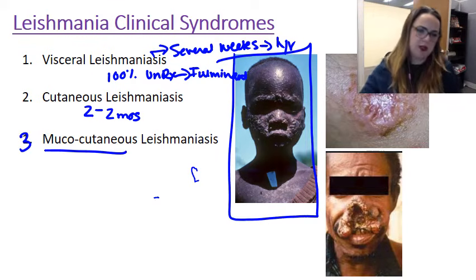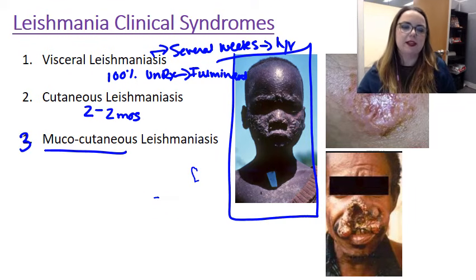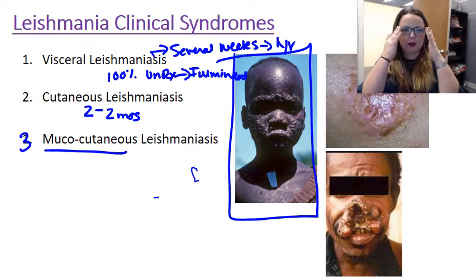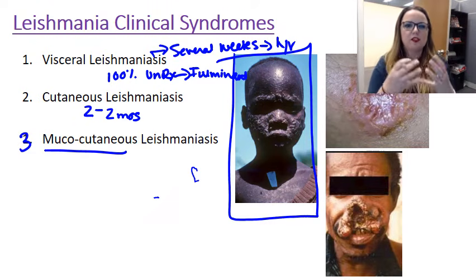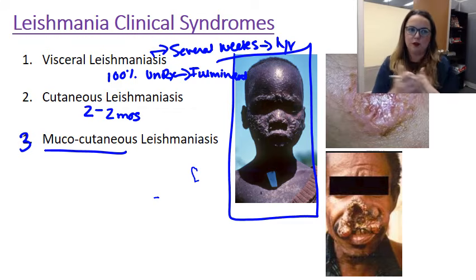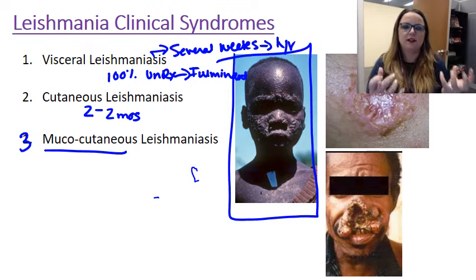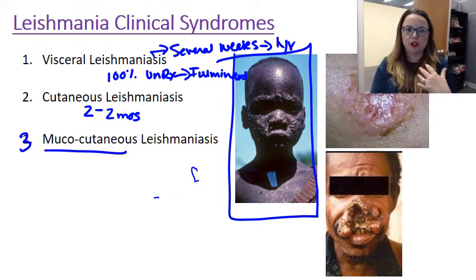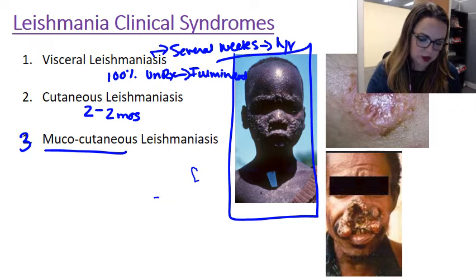Okay, mucocutaneous leishmaniasis. This is actually produced by L. brasiliensis more than L. donovani. So you get these primary cutaneous ulcers, and they're similar to those found in other forms of cutaneous leishmaniasis. Basically, the essential difference in clinical disease is the destruction of the mucous membranes and the related tissues, which is what I'm showing here.